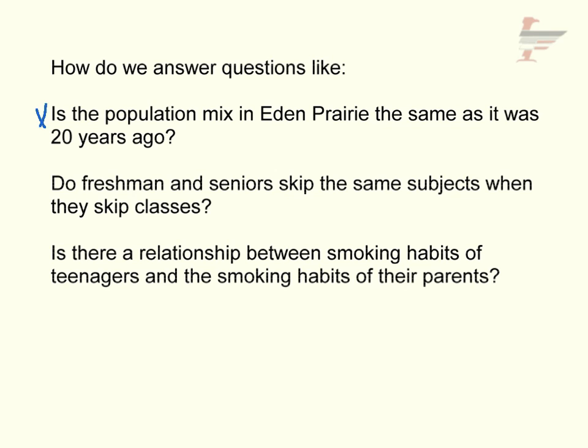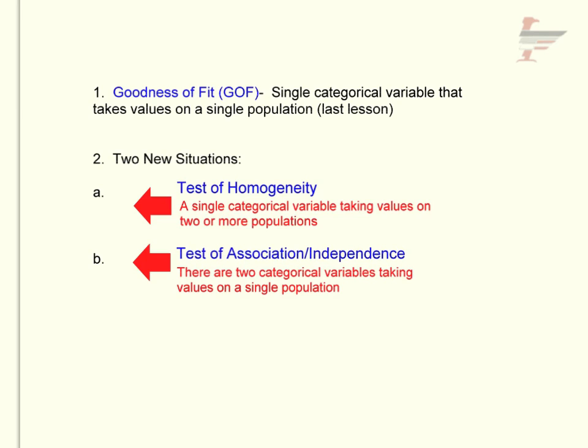This particular question right here we covered in 14.1 with the goodness of fit test, taking a look at the distribution of proportions to see if they fit with what we would expect. These two are new, and those are the two new tests that we'll be learning in 14.2. They will be the test for homogeneity right here and the test for association or independence right here.